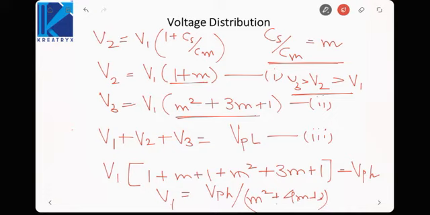So the insulator disc near to the conductor is overstressed and the insulator disc away from the conductor is understressed. That is, the voltage across the insulator disc nearest to the conductor will always be higher. So this non-uniformity in the voltage is always undesirable.